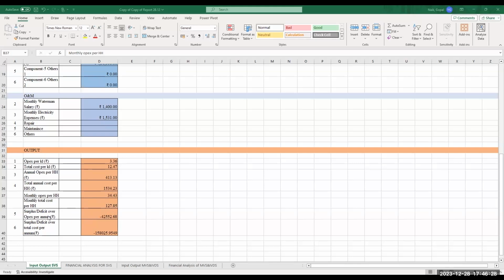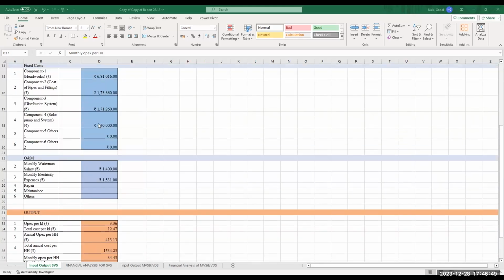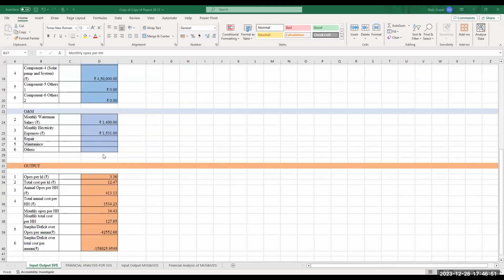It can also tell you, given that you are charging so much and are able to collect so much money, whether there is a deficit or surplus over the operational expenditure as well as the total expenditure. So as you input these cells, you automatically get the output, because these are simple formulas that have already been incorporated.